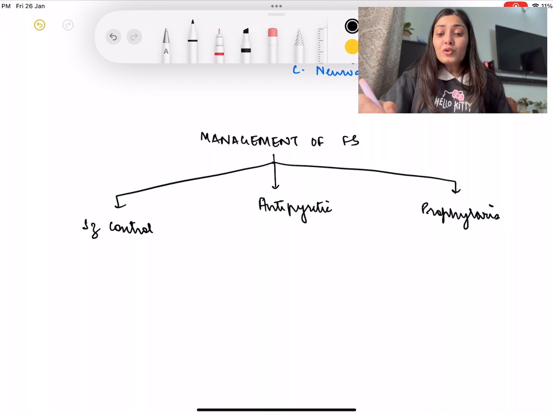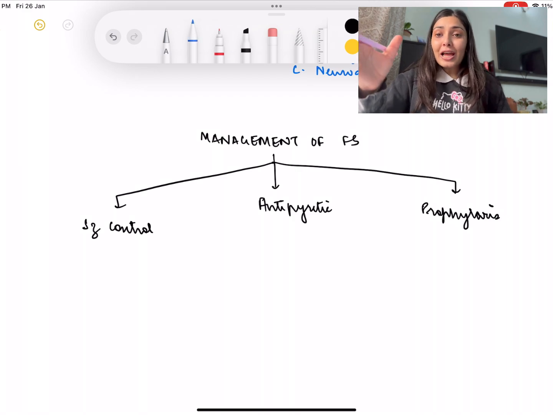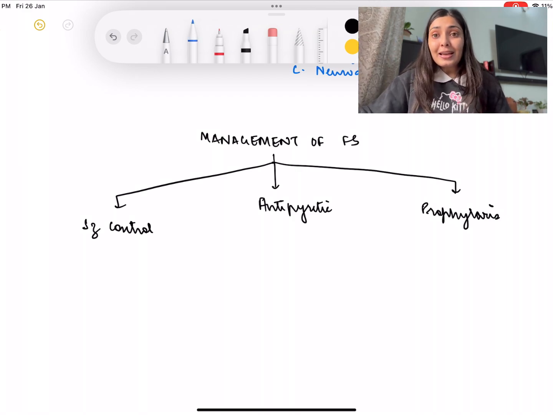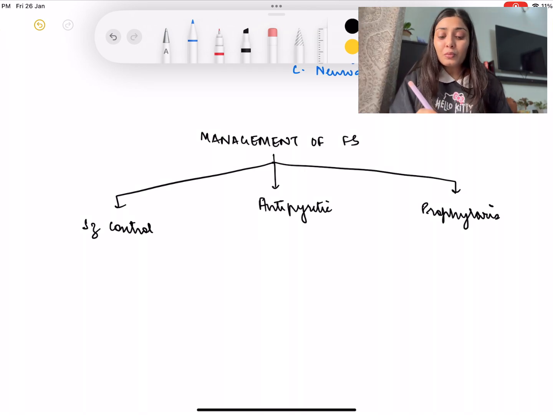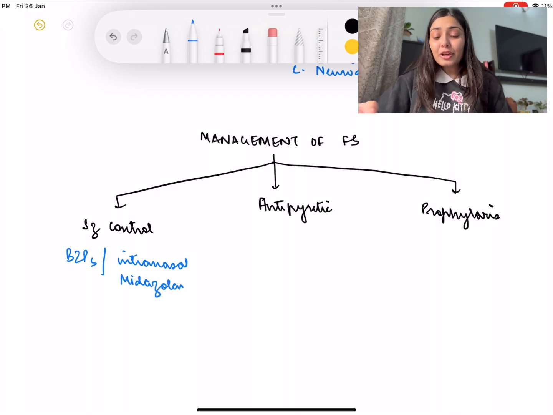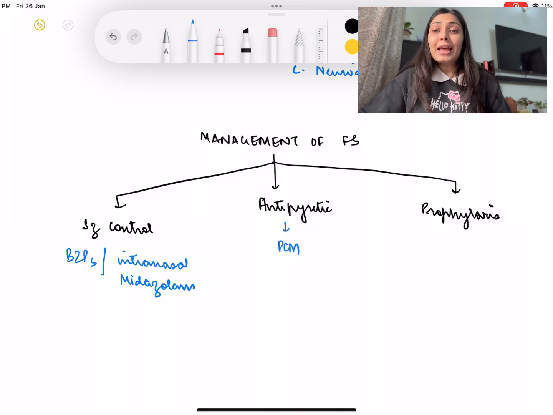Seizure control, we all know. We keep the child in the left lateral position, recovery position, and give intranasal midazolam. If the child is in emergency, you can stabilize the child A, B, C, give oxygen and insert a cannula and give benzodiazepines. So seizure control primarily involves administration of benzodiazepine or intranasal midazolam. Antipyretic therapy involves giving paracetamol, simple paracetamol to bring down the temperature. And lastly, coming down to prophylaxis.